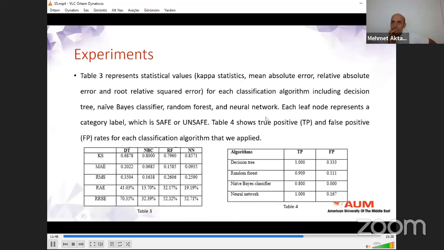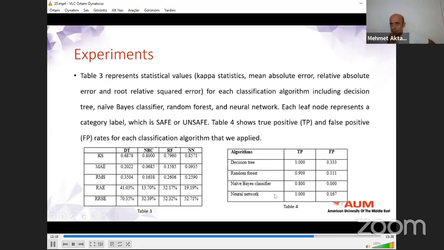And here are the statistical values. Table 3 shows the statistical values using Kappa statistics, mean absolute error, relative absolute error, and root relative squared error for the decision tree, naive Bayes, random forest and neural network. The first column represents the decision tree, the second one naive Bayes, and then random forest and neural network.